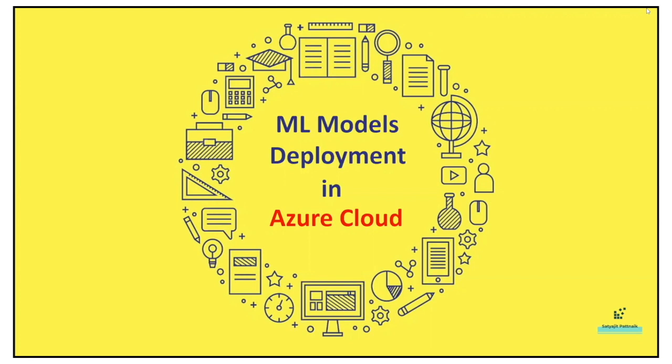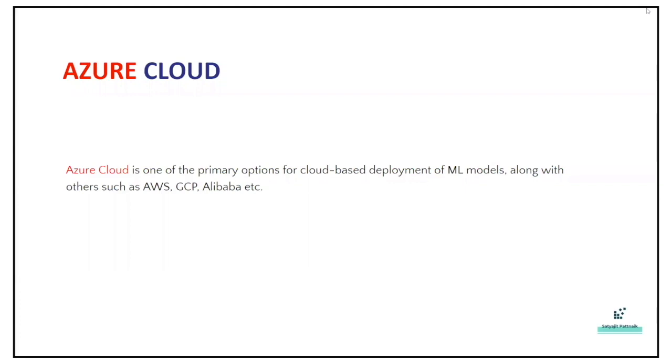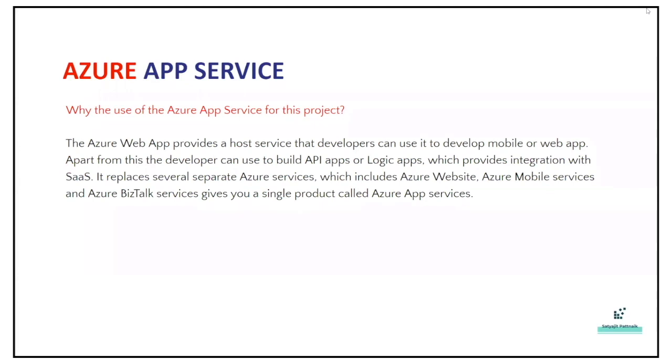Before moving ahead, let's try to understand what Azure Cloud is. Azure Cloud is by Microsoft, and it's one of the primary options for cloud-based deployment of machine learning models, along with others such as AWS, GCP, Alibaba, etc. In this particular session, we will be talking about Azure App Service, because that's what we are using for this particular project.